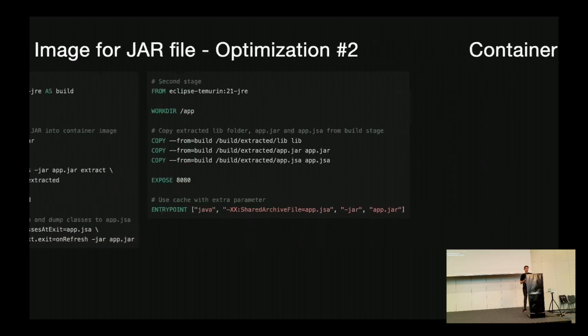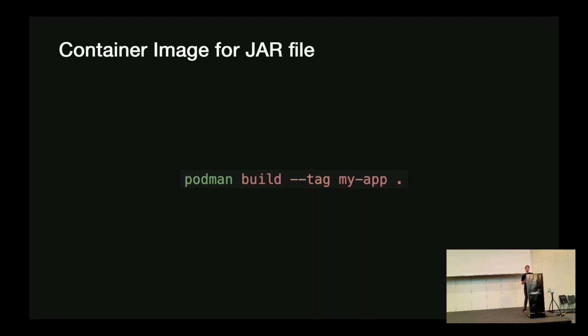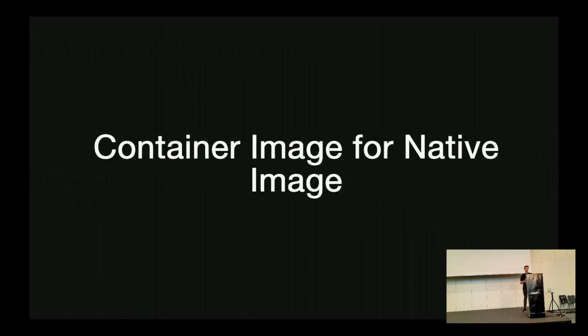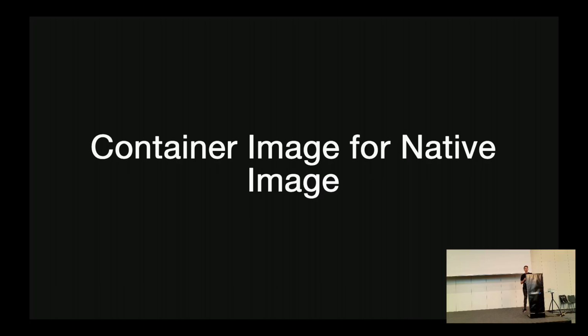All right, so based on one of the Docker files shown before, we can now create a container image using Docker or Podman, for example, and afterwards we can use the container image to start our Hilla app as a container. So pretty simple so far. Let's see how we can create a container for our Hilla app that was compiled to a native image.